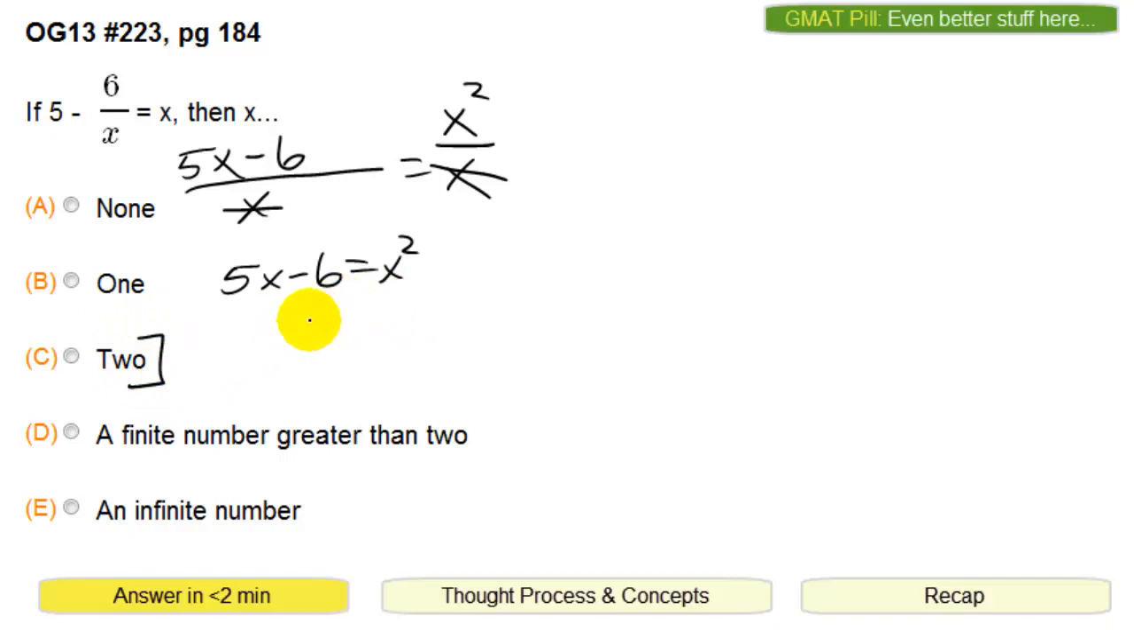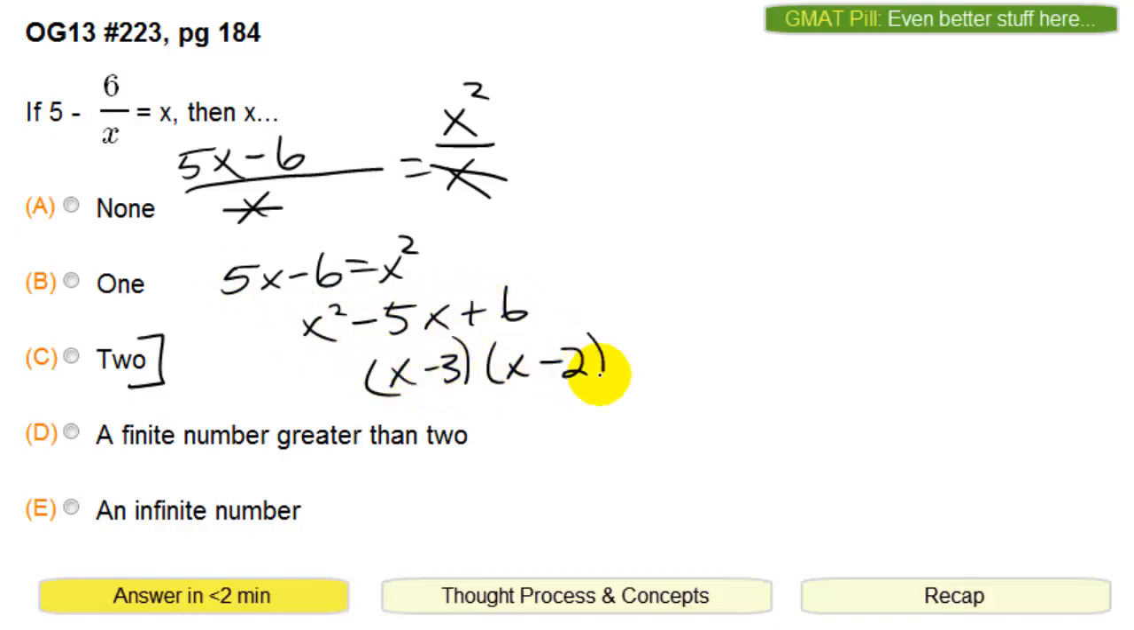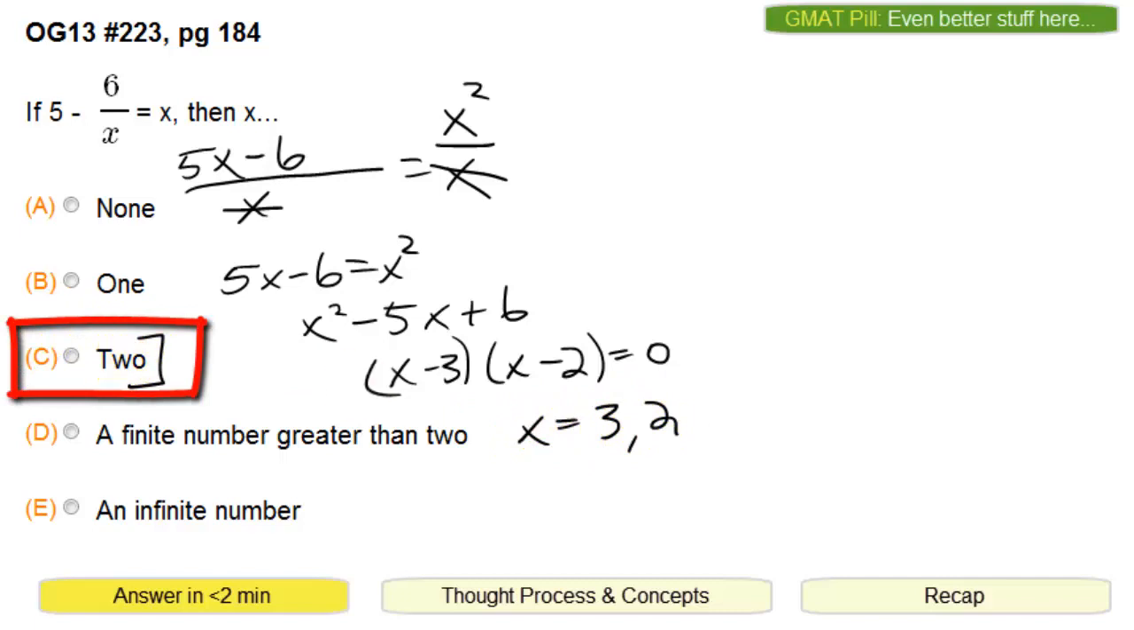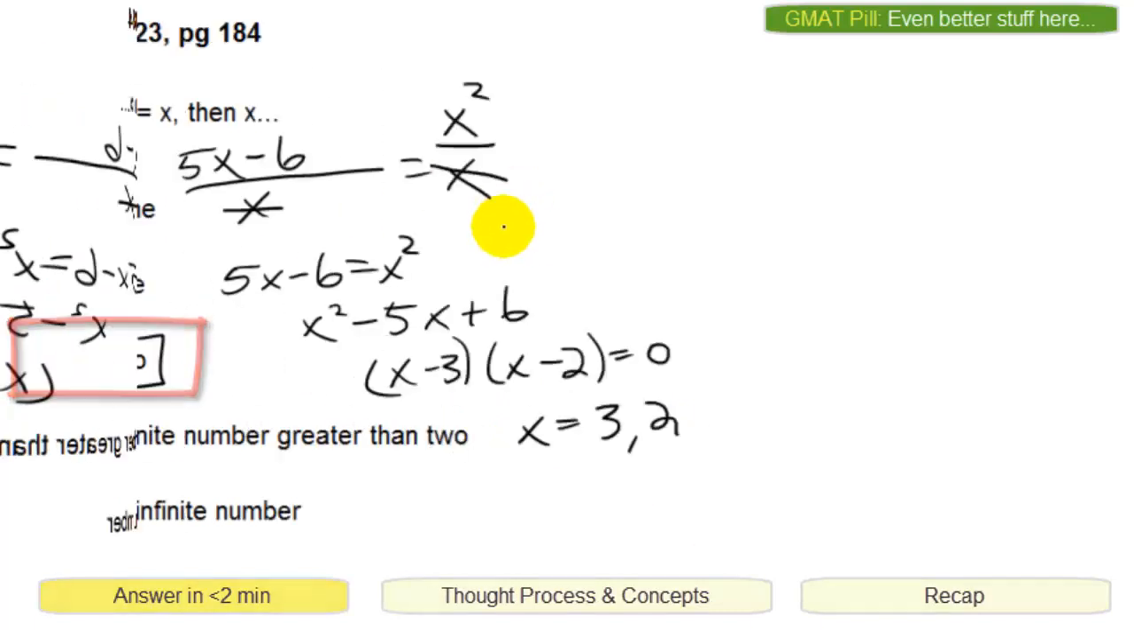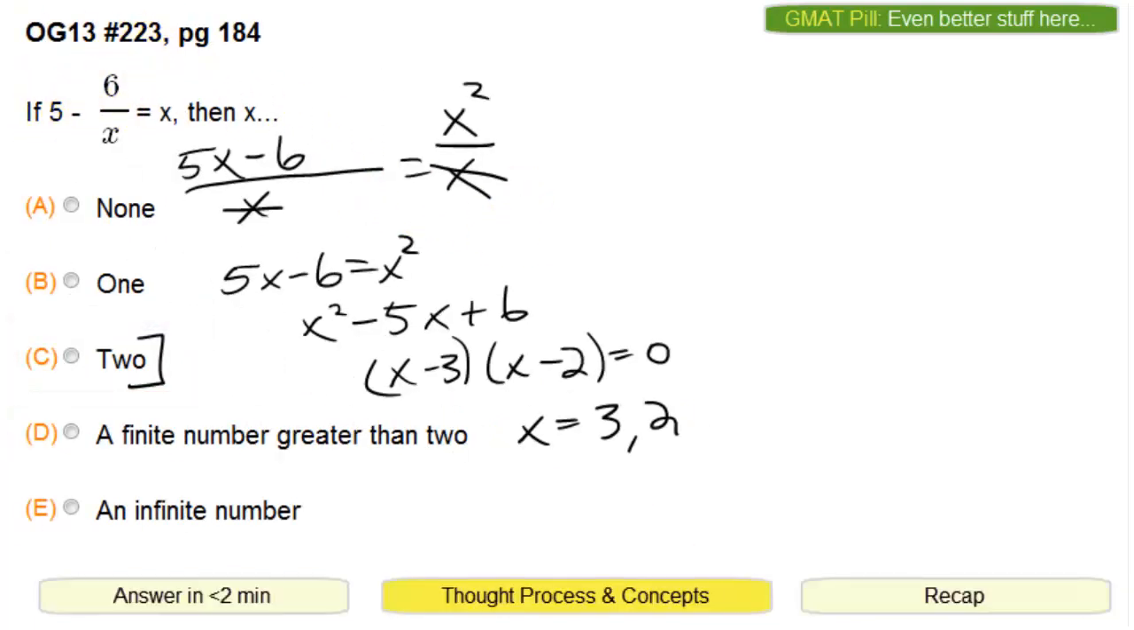But just to do the math, x squared, bring this over, minus 5x plus 6, this factors to x minus 3, x minus 2, and x equals 3 or 2. So the answer is C, 2. Okay, so let's look at concepts. So you basically have this equation here.